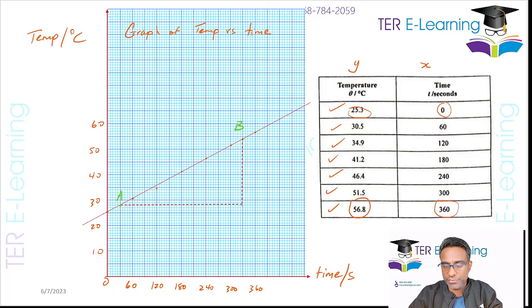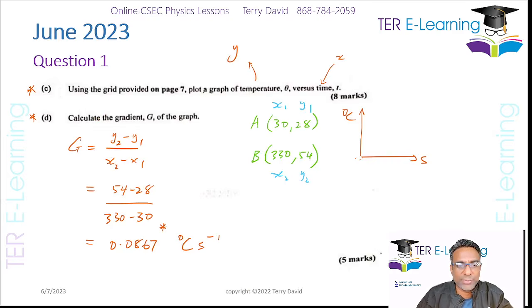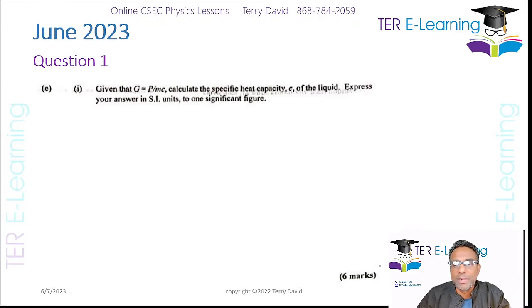Minus 25.3 divided by 360. Yeah, it's probably around that, right? Because I use the two endpoints and I'm getting 0.0875. Yeah, so it's going to vary a little bit, right? What else do they want now?